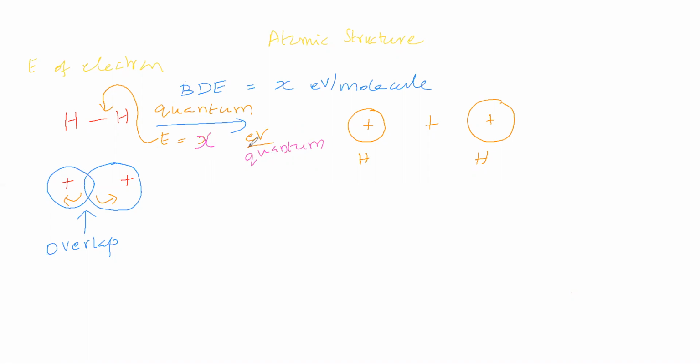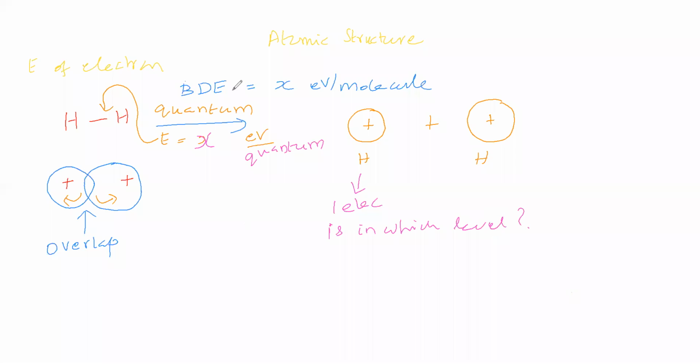So we are supplying X electron volt. This quantum is having X electron volt that we supplied, and the molecule dissociates into atoms. In this quantum, the energy is utilized completely for dissociating. No energy is remaining. Now, this is a hydrogen atom. It is having one electron. This electron is in which level?